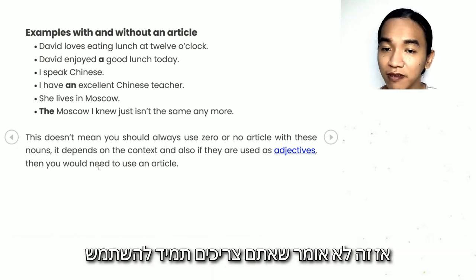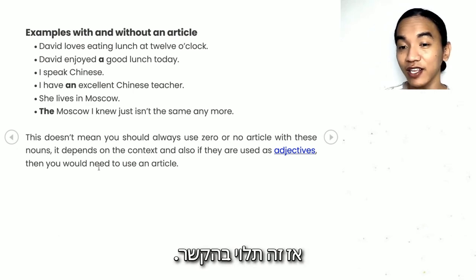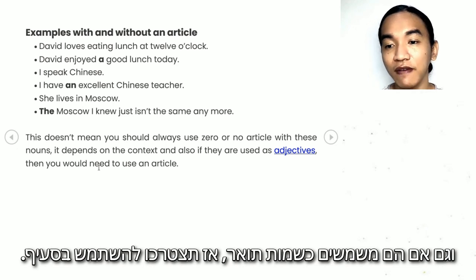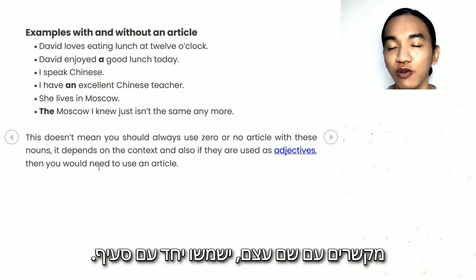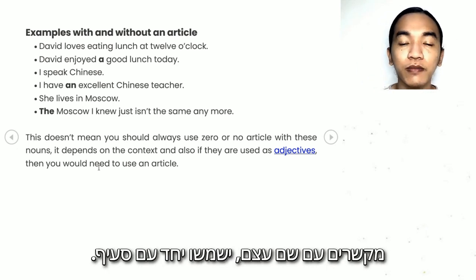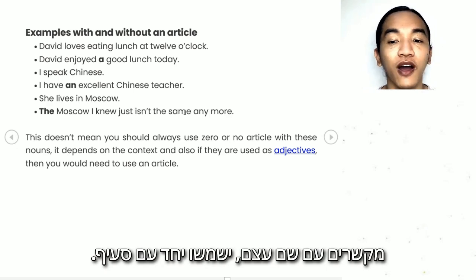So this doesn't mean you should always use zero or no article with these nouns. It depends on the context, and also if they are used as adjectives, then you would need to use an article. Of course, some adjectives, especially when you partner them with a noun, will be used together with an article.